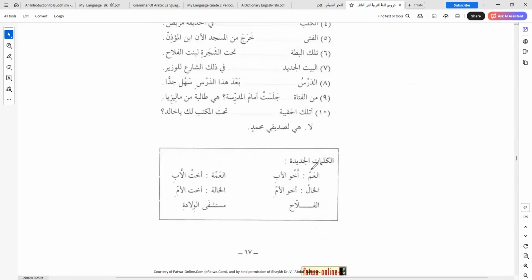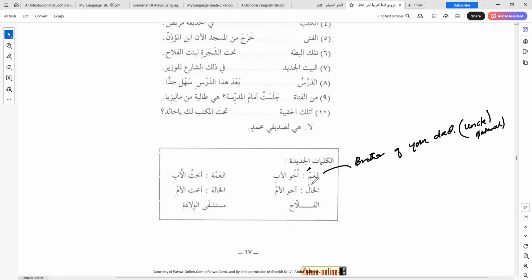We have al-ammu. The writer is saying akhul ab. Brother of your dad. So the brother of your dad is akhul ab. So this is going to be your uncle. What kind of uncle? That is the paternal uncle from your father's side.